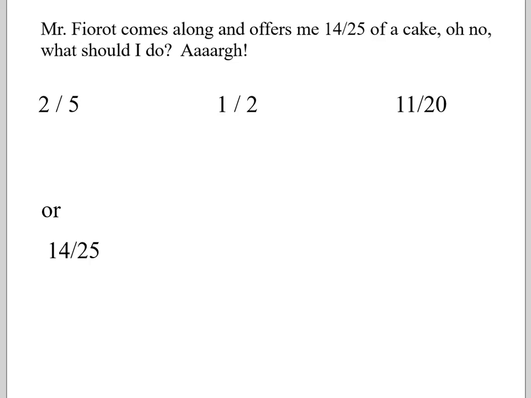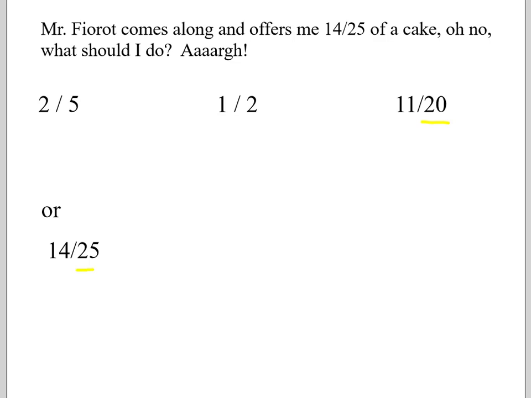So Mr. Furok comes along and offers me 14/25 of a cake. Oh no, what should I do? Okay, so now 14/25, this means I need to get another denominator that they can all share. Okay, so if your multiplication facts are kind of good, you can jump through this really quickly. The number that we're going to look for is mostly going to be predicted by those two together. Okay, so 100 would be the smallest number that they share.